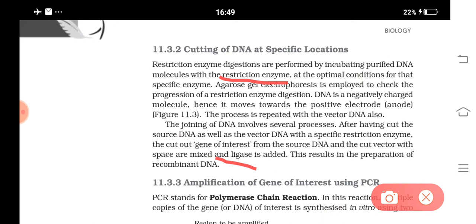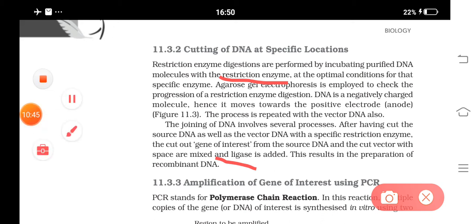Understood? Then we use gel electrophoresis to separate the DNA fragments, and our gene of interest we will ligate to the vector. After cutting the vector DNA also, we will add ligase. So what will happen? They will combine. Understood? So in this way recombinant DNA will be formed.